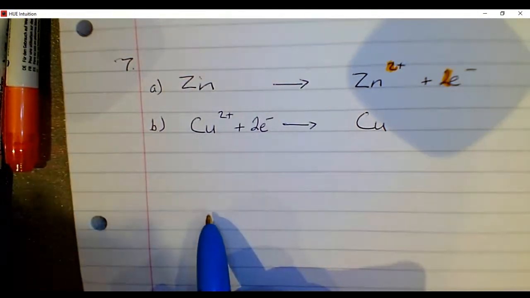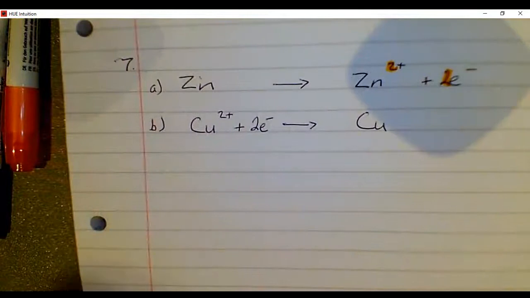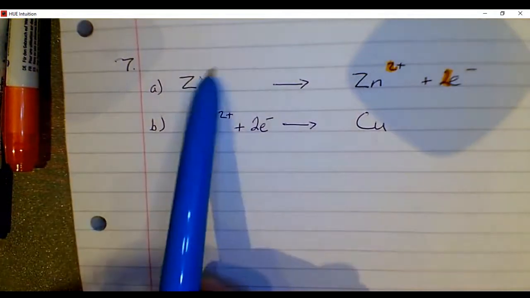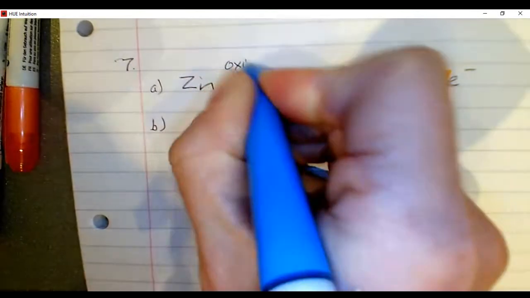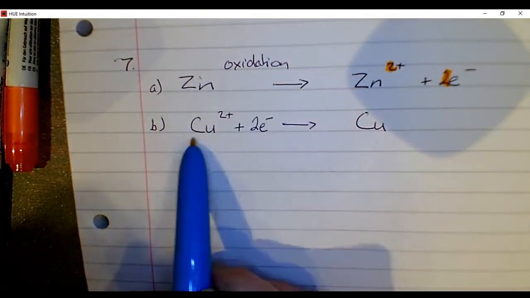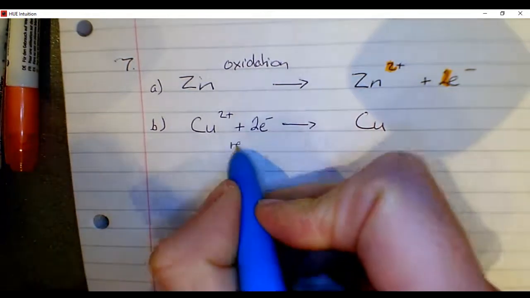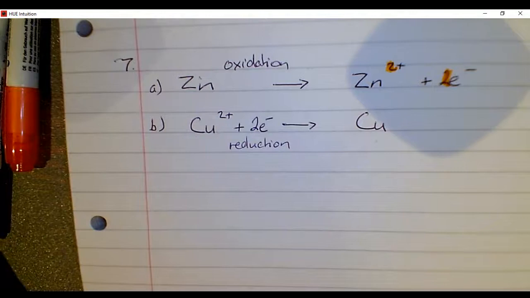Okay, so there's your 2 half equations, and now it's asking you which one is oxidation. So we know that oxidation is the loss of electrons. This has lost electrons, so this is the oxidation half equation. And this must be the reduction half equation because there is the gain of electrons.